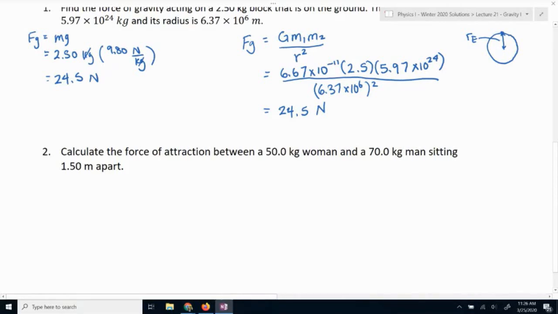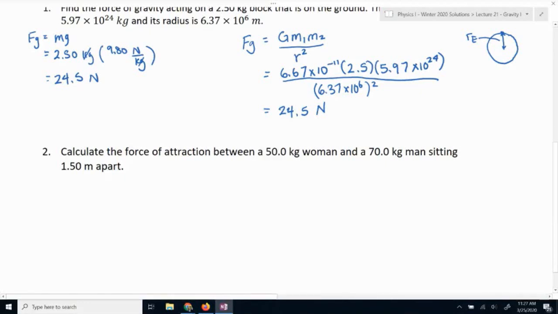So when we calculate the force of attraction, we're really looking for that gravitational force. Are we going to use Fg equals mg, or are we going to use Fg equals G m1 m2 over r squared? Use the second formula. Yeah, exactly. So we're going to have to use the second one because we're not talking about the force of gravity between the person or the object and the Earth. We're talking about the force of attraction between two objects. So we have to use the second one.